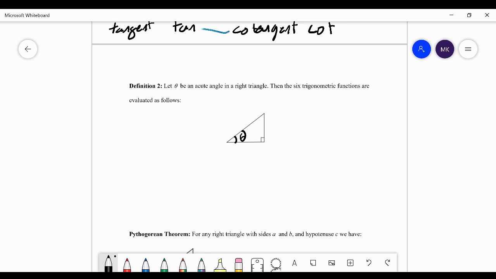Based on this angle, the 3 sides have a name. So this side here that is opposite of our angle is called the opposite side, and we'll abbreviate that OPP. The side that is next to it that is not opposite of the 90 is called the adjacent side, and we'll abbreviate that ADJ.